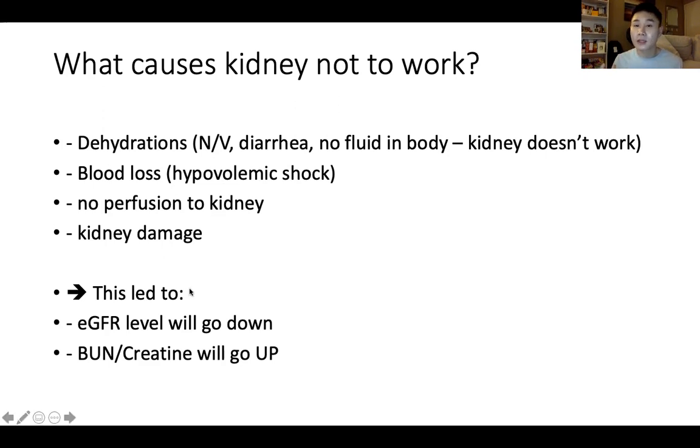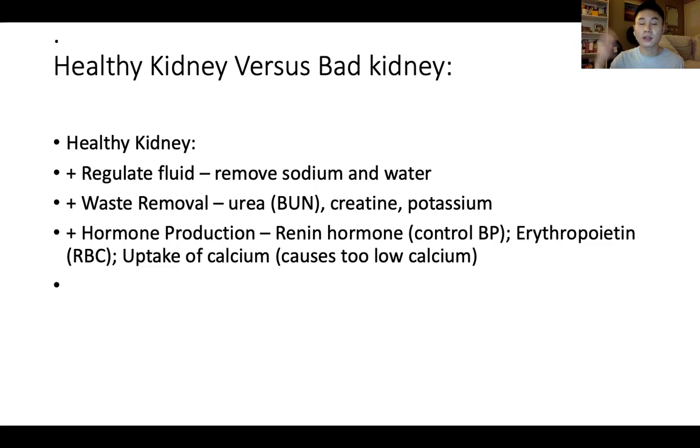Whenever the kidney doesn't work effectively, this will be reflected through a number of different labs. These labs include the eGFR, and the BUN and creatinine. The eGFR level will go down when the kidney works less effectively, and the BUN and creatinine will go up. So the lower the eGFR, the worse the condition of the kidney, and the higher the BUN and the creatinine, the worse the condition of the kidney. So what are those labs? We will cover it in a later slide.